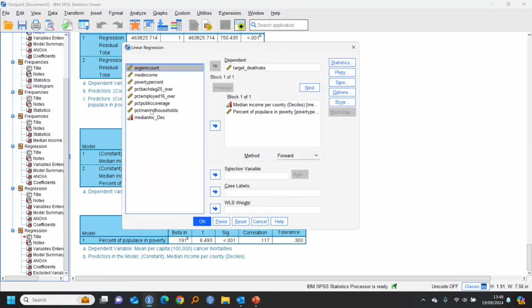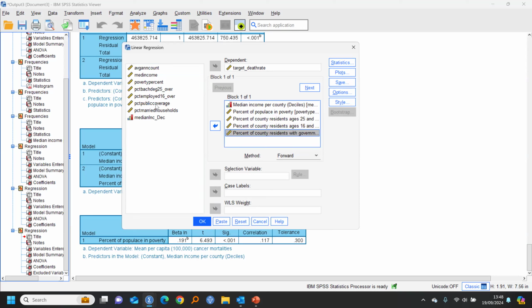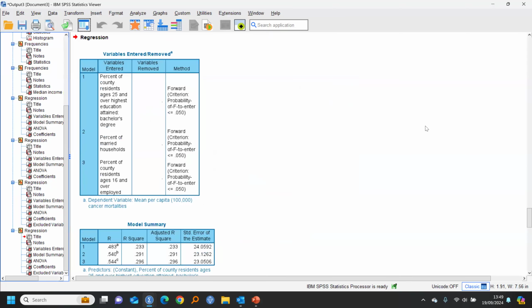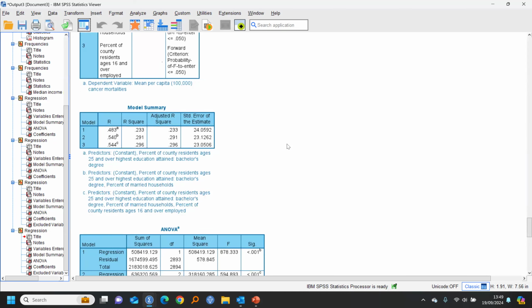As I add in more fields, I've got percent of population in poverty, percent of bachelor's degrees, percent unemployed, percent with public coverage, i.e. percent reliant on public healthcare, and percent of married population. So I'm going to add them all in. Now it's going to build a series of models. But in fact, it only built 3. Now, why is that? Well, it's because presumably when it got to the third model, it said I haven't got any more variables here which are going to add much to this model.